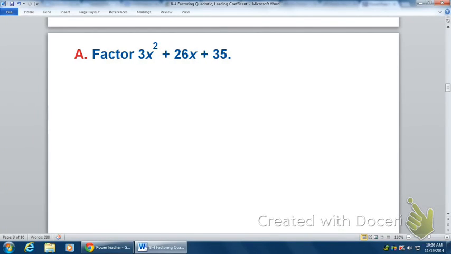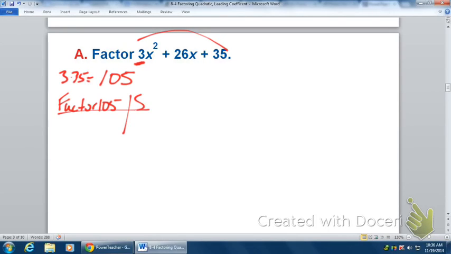If I have a number right here to begin with, that tells me I need to multiply 3 times 35. That gives me 105. Now, we need factors of this number, and they need to add up to be 26, that number in the middle. Now, what's a factor of 105 that adds up to be 26? 21 and 5. If I do 21 times 5, that gives me 105. If I add those together, I get 26. There's my bingo.